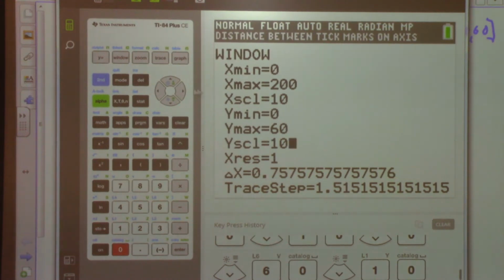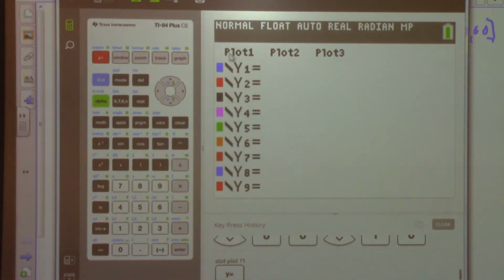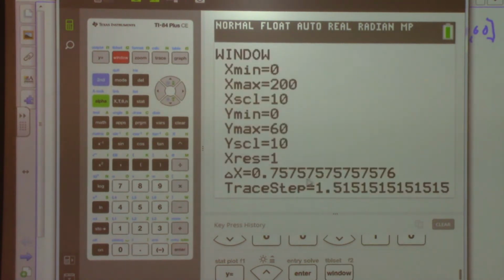Now for the points to appear, we had the L1 and L2. Go to this Y equals key and make sure that your plot 1 is activated. So we go up here, press enter. So here's a window.